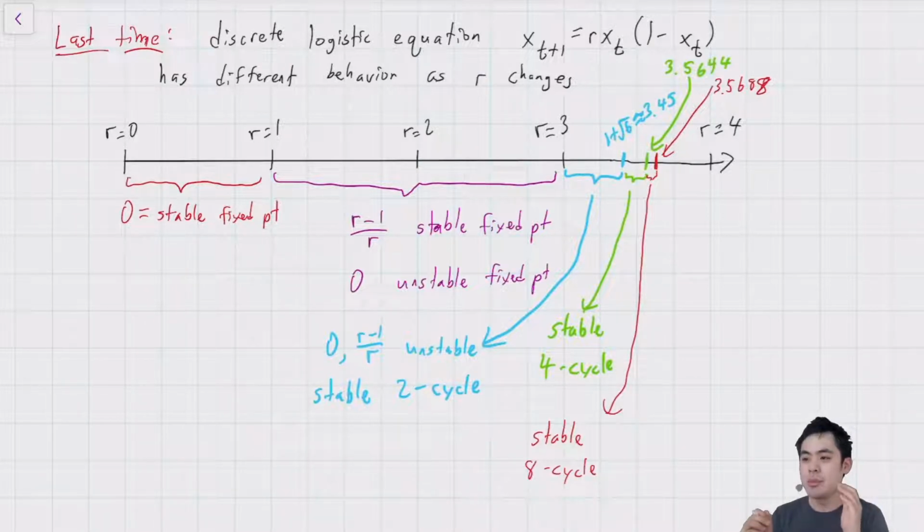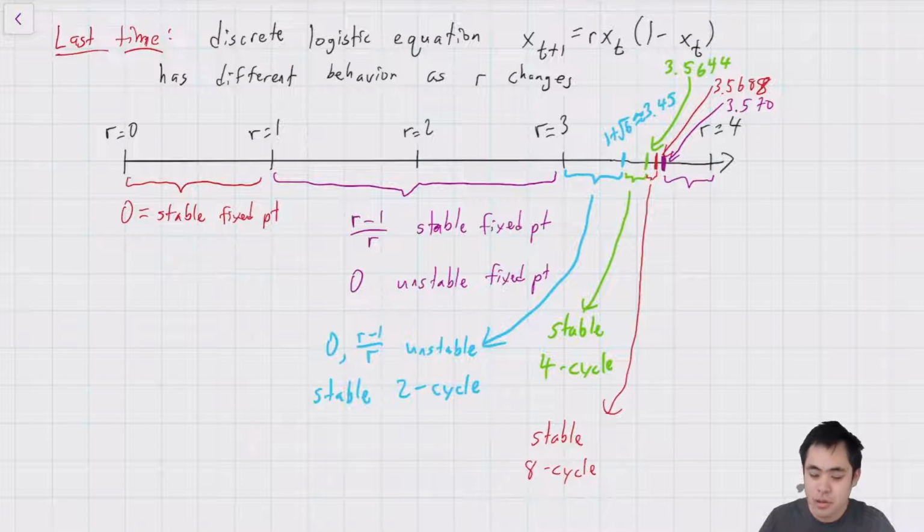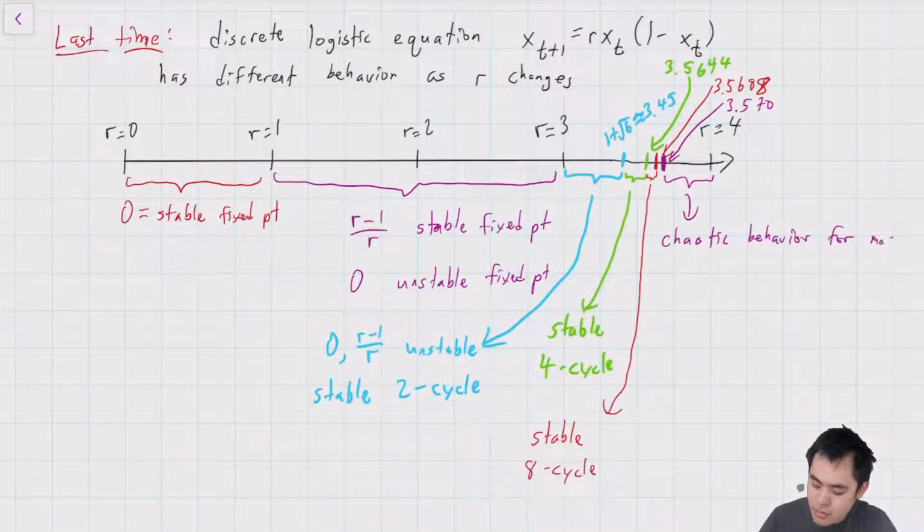And so this keeps on going, and you notice that the range in which you get the stable 2 cycle is bigger than the range you get the stable 4 cycle, which is bigger than the range where you get a stable 8 cycle. And this doubling keeps on happening until you get to a critical point, which I'm going to call r is 3.57, approximately. These are all approximations here. And in this region, between 3.57 and 4, this is chaotic behavior for most values.